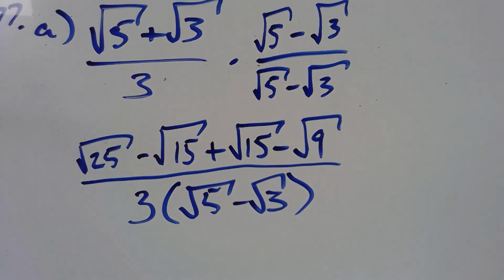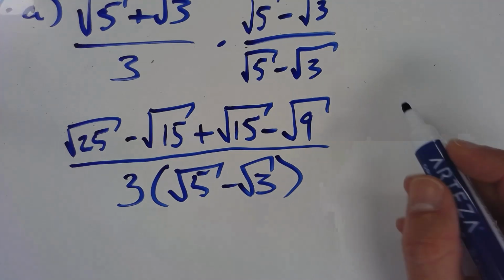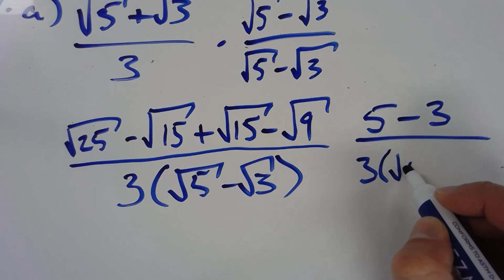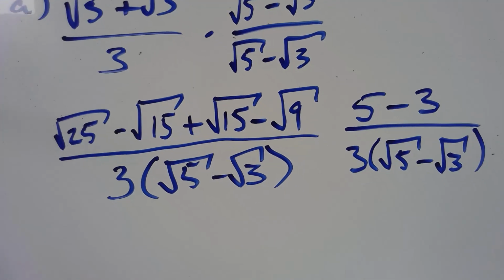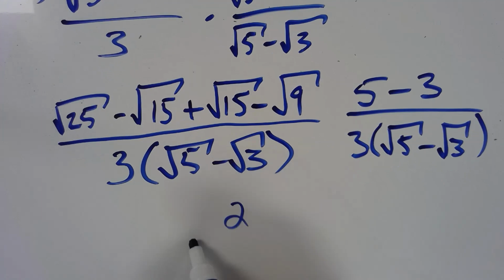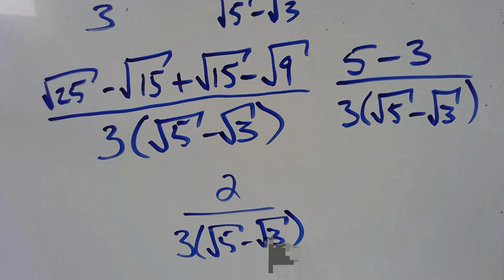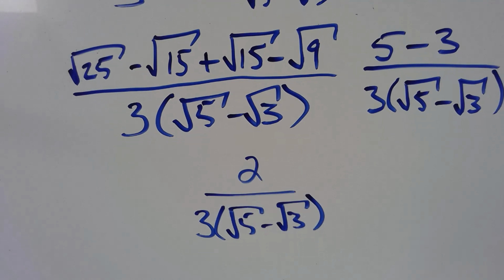So then up top, we're looking at 5 minus 3. Is that okay? And then finally we can get down to 2 over 3 square root of 5 minus square root of 3. You can distribute that 3 down there if you'd like. There's really no need to. How's that grab you? Is that right? Yeah. All right. Do we want to do B or? Yeah. All right. Erase.